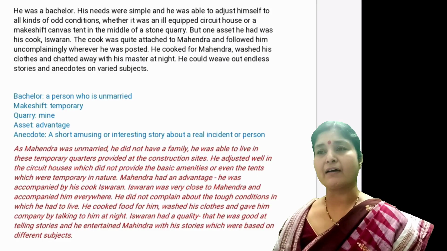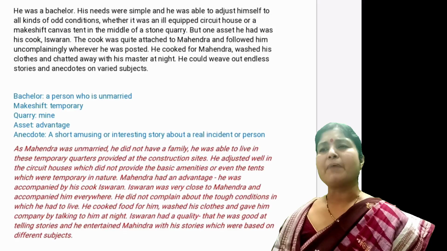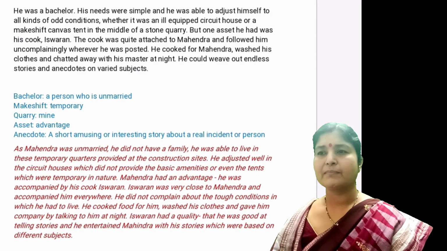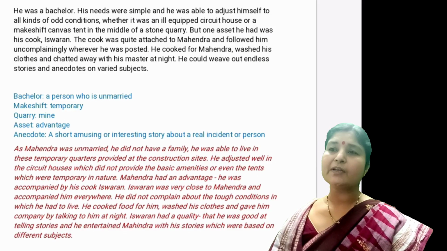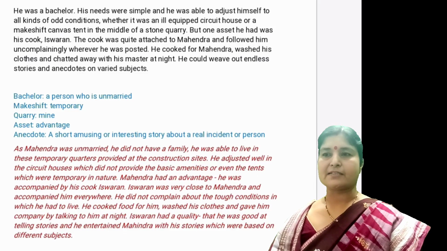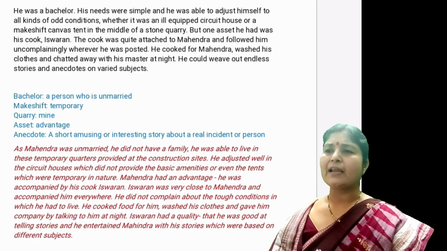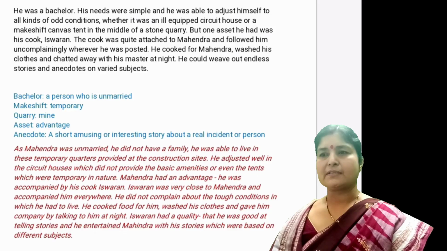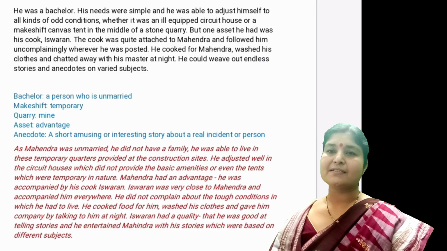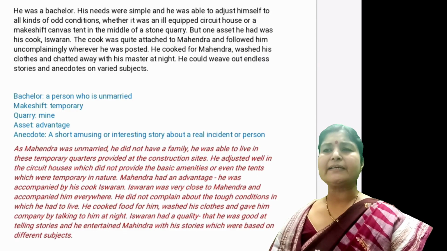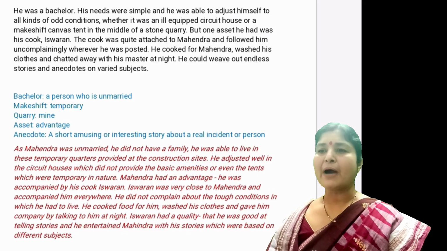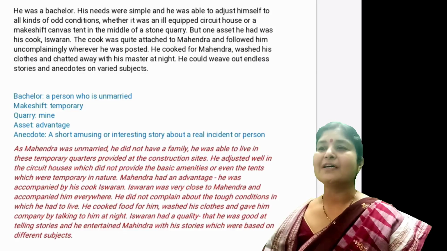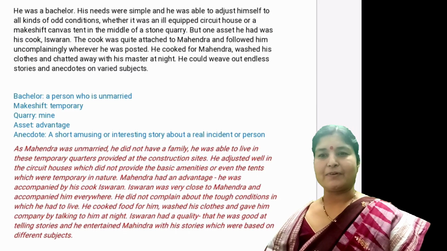So in this second paragraph, Mahendra was unmarried. He did not have a family. He was able to live in these temporary quarters provided at the construction site. He adjusted well in the circuit houses which did not provide the basic amenities or even the tents which were completely temporary in nature. Mahendra had what? Mahendra had an advantage. And what is that? He was accompanied by his cook Iswaran.